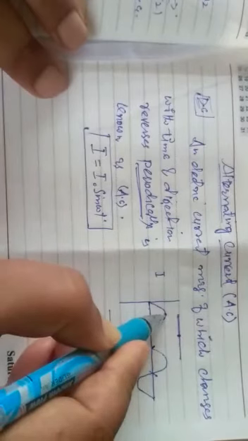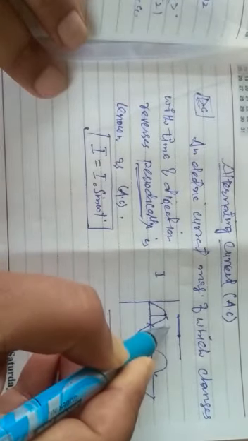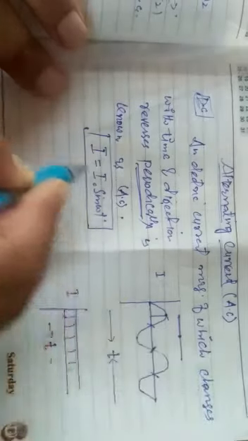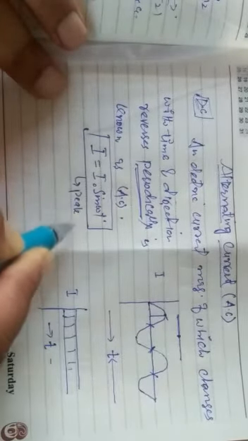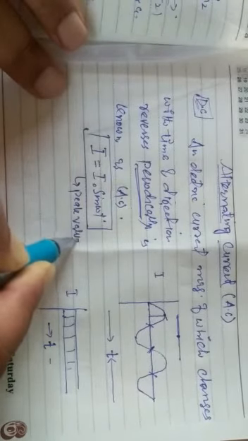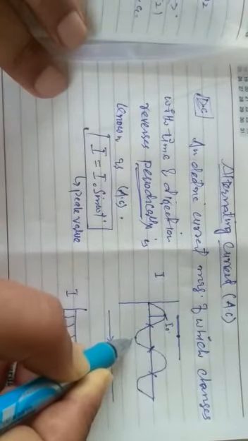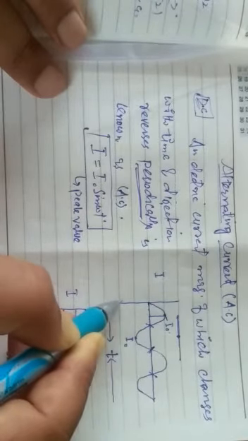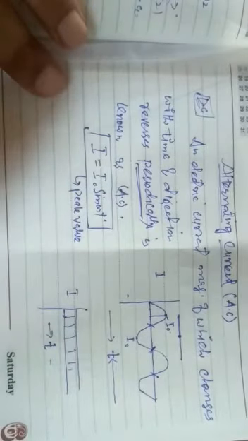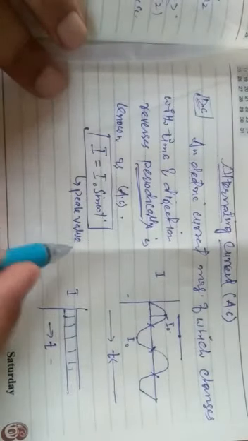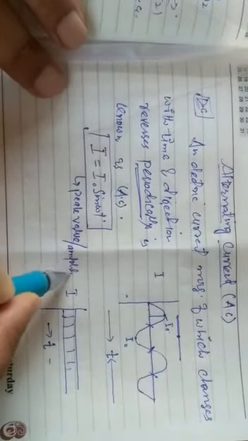The maximum magnitude is called the peak value for current. It is I naught. And here again it is I naught, but as the direction is below, it will be minus I naught. This is the peak value, also called the amplitude.